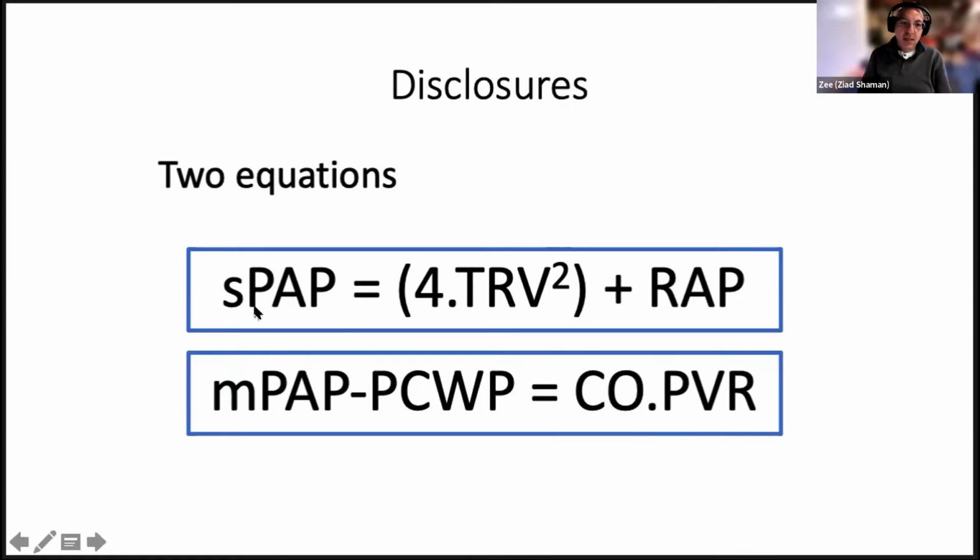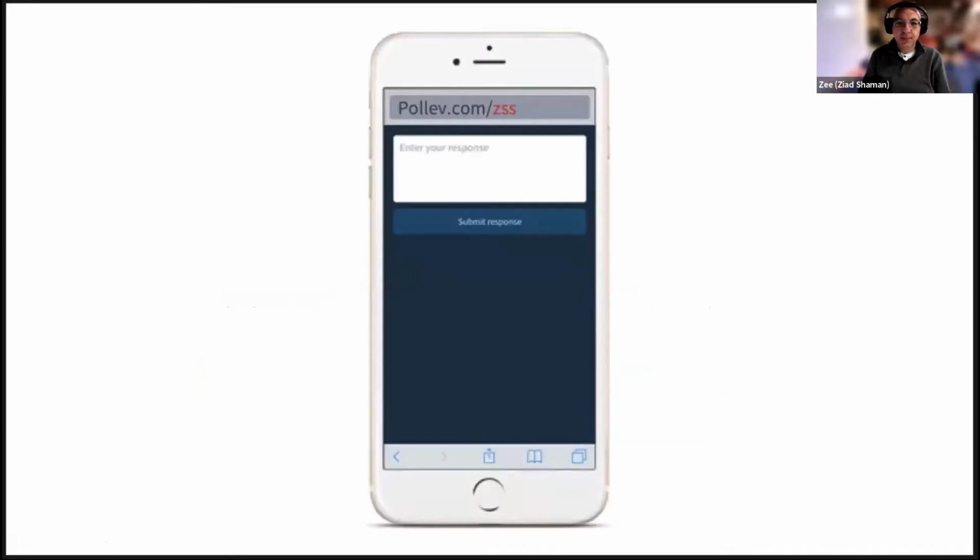This is the systolic pulmonary artery pressure equation using the tricuspid valve regurgitant jet speed squared times 4 plus the right atrial pressure. And this is the usual equation of cardiac output and pressure variable, pressure drop across the circuit divided by resistance, or cardiac output times resistance equals the pressure drop, something that is going to become familiar.